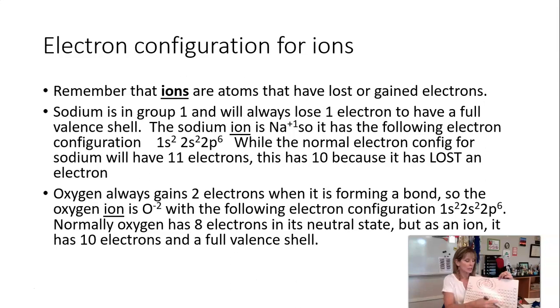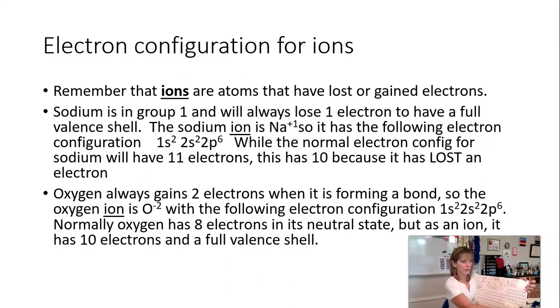So when it loses 1 electron, it had 11 protons and 11 electrons in its neutral state. Remember, neutral, pluses equal minuses. It lost this electron right here, so it has 10 electrons now. What's the overall charge here? It's got 1 more positive than negative. So this makes sodium a plus 1 charge because it's got 1 extra plus. So that is a sodium ion. It always has a plus 1 charge.